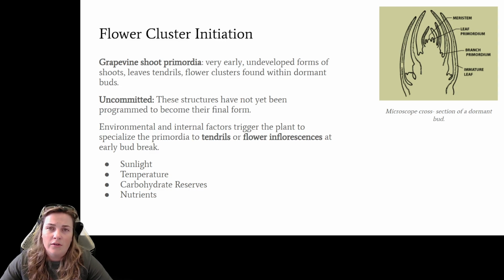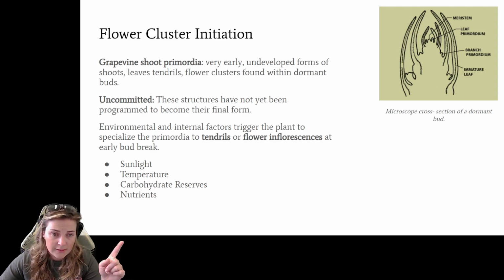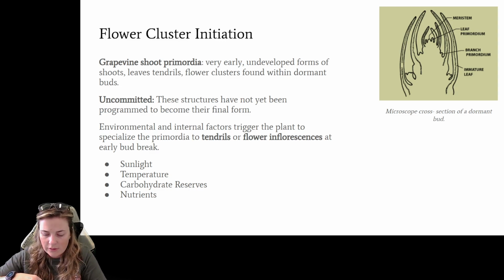So in those vines, in the shoots, remember how we saw that there were buds all over the shoots? Well, inside those buds, before they even break in the springtime, right, we have microscopic components called grapevine shoot primordia.